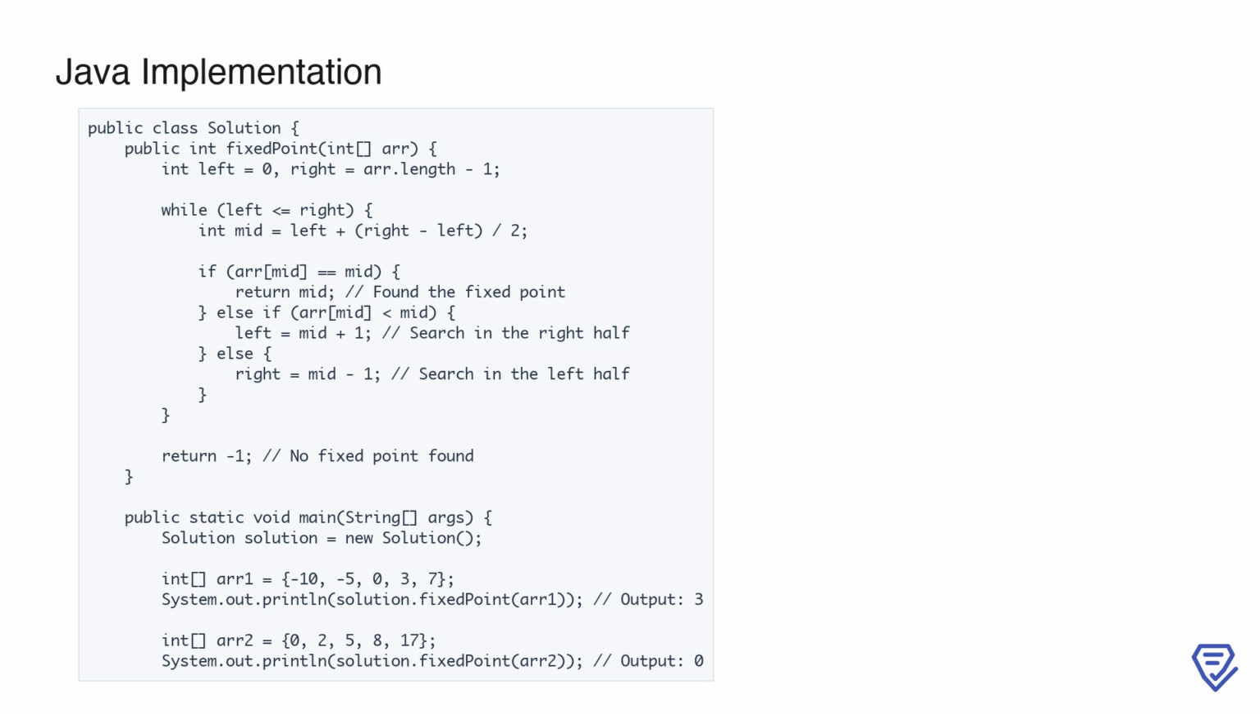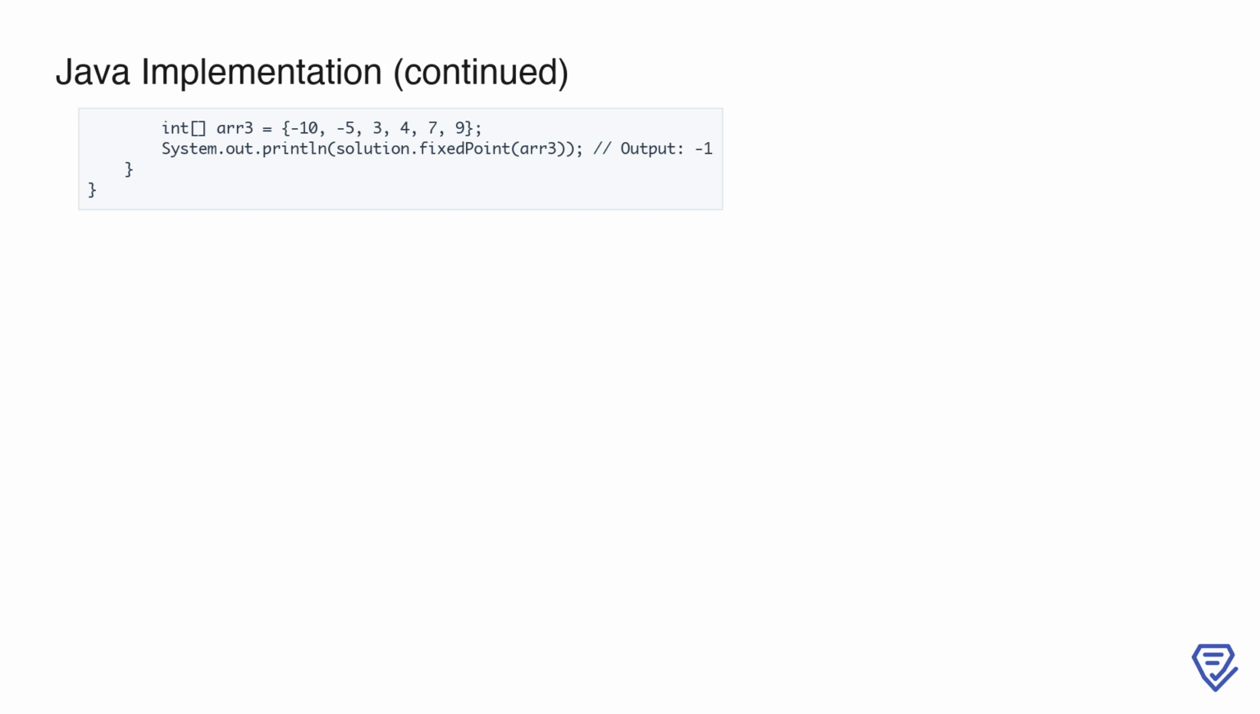Finally, the main method demonstrates this solution with 2 test cases. In the first test case, the fixed point is found at index 3, and in the second, it is found at index 0. The main method continues with one more test case to further illustrate the function's behavior. Here, we use the array -10, -5, 3, 4, 7, 9. When the fixedPoint method is called, it evaluates this array and does not find any index where the value matches the index itself. As a result, the method returns -1, indicating that no fixed point exists in this case.